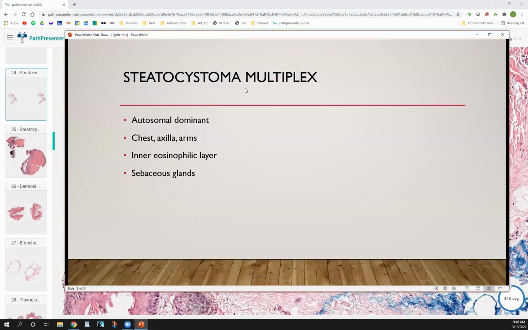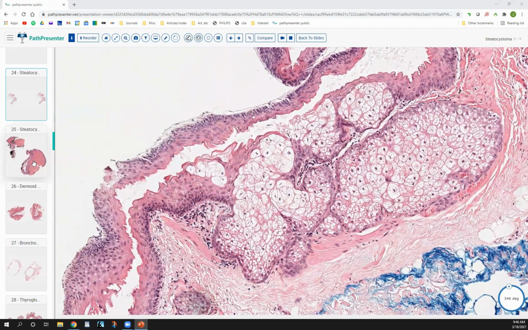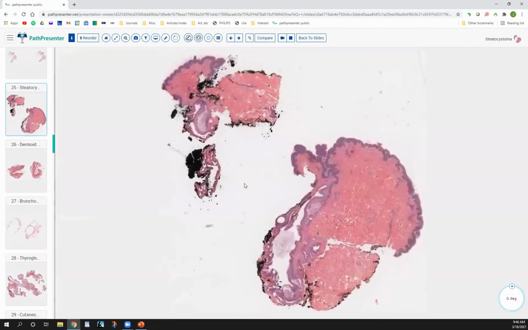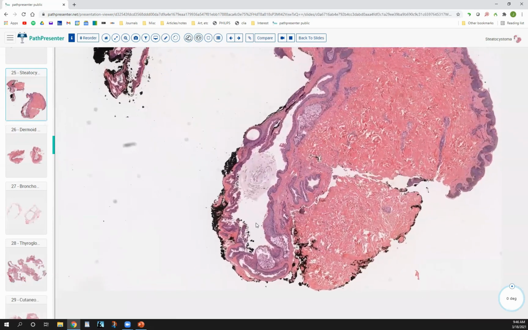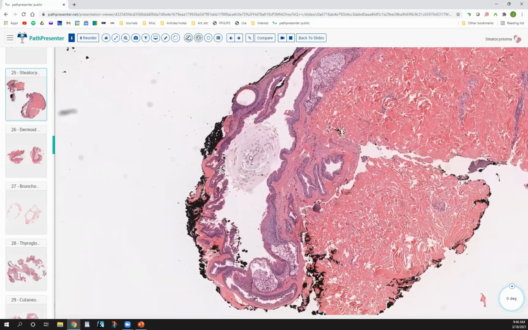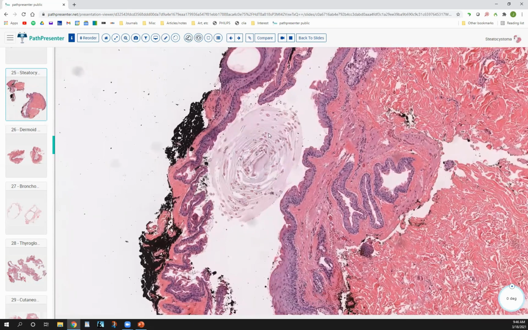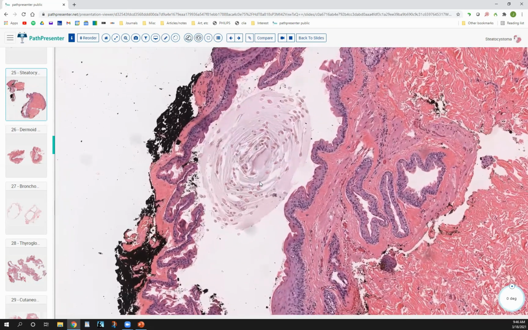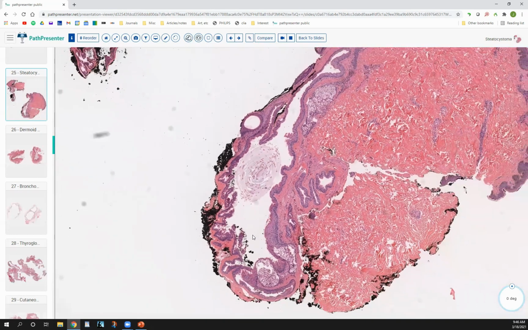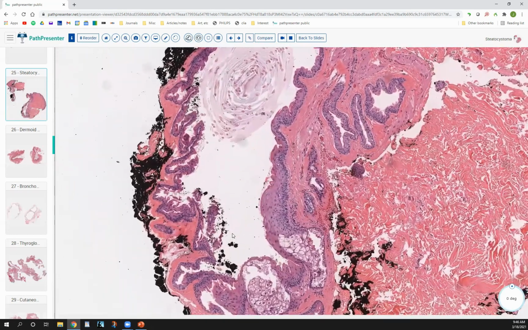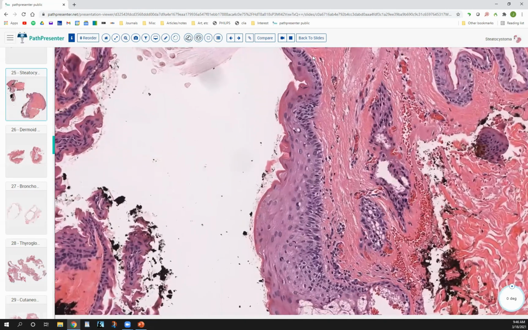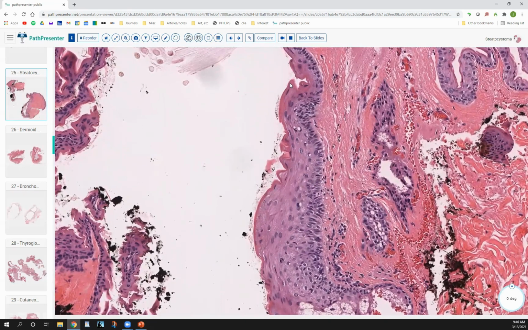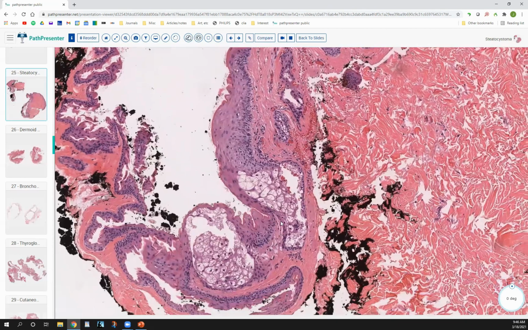Here's the summary. These are the things I was just talking about. Chest, arms, and axilla, the inner eosinophilic layer. And one thing that's not on the slide that is in this case right here is very interesting. Something you all will occasionally see with steatocystoma is these vellus hair cysts, these things right here. We'll talk about the eruptive vellus hair cysts in a little bit, but just know that you can see them in steatocystoma multiplex. This also happens to have a very nice, well-developed eosinophilic inner layer, and of course the sebaceous glands here in the wall.